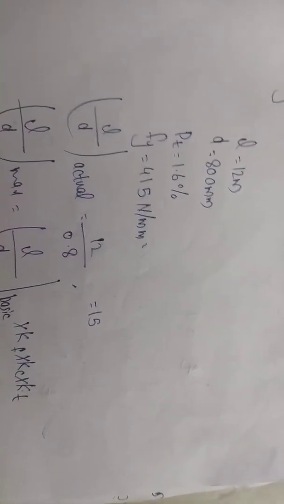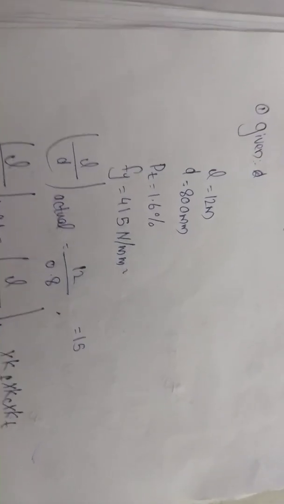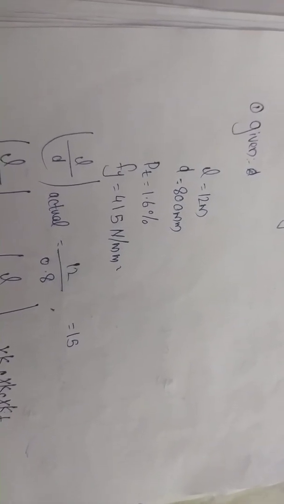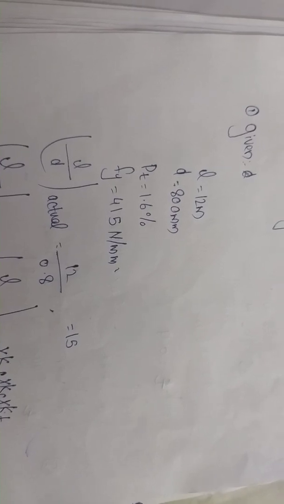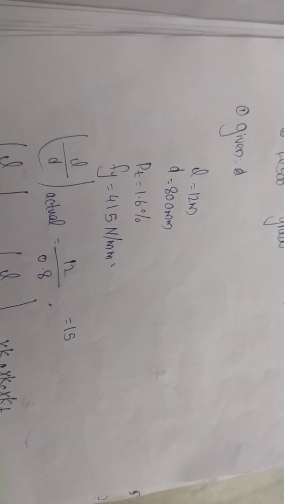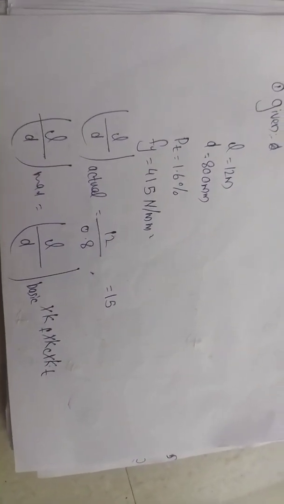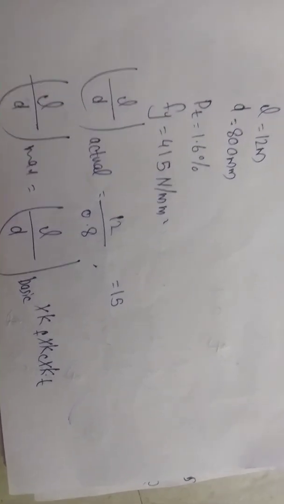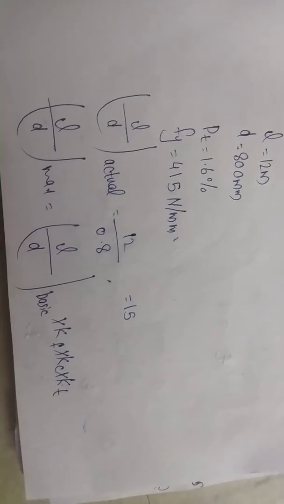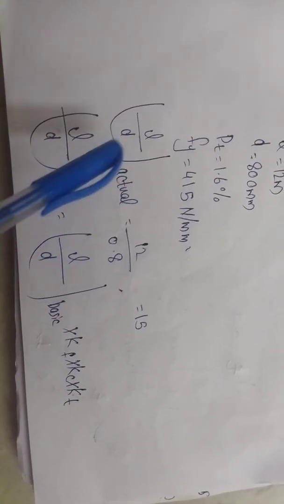Then first we want to calculate the L by d actual ratio. Substitute the given values: L as 12 meters, that is 12, and d converted into meters, that is 0.8 meter. Providing the values of L and d, L divided by d actual gives 50. Then we want to calculate L divided by d max. This L divided by d actual should be within L divided by d max. We already know the conditions.